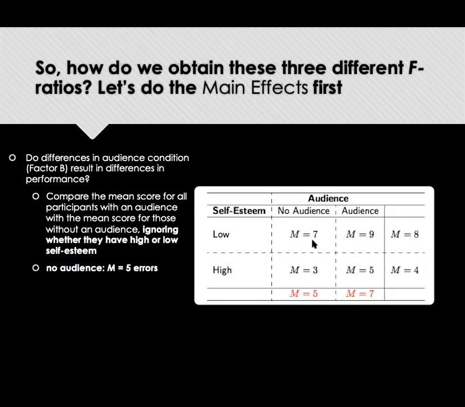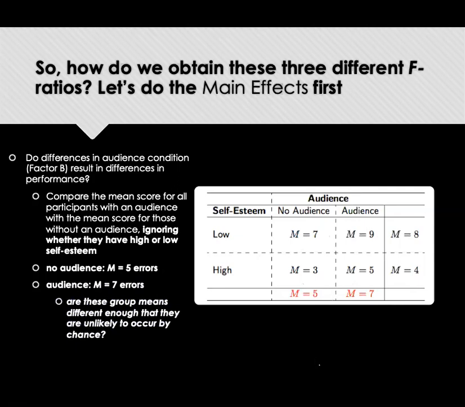So just calculating the means here, the mean number of errors with no audience is 5, and the mean number of errors with an audience is 7. So just like we did for self-esteem, you are calculating down the columns here to get the main effects for the factor of audience condition. And again, we do see a difference. It's a 2-point difference, right? Average of 5 versus an average of 7. But are those group means different enough that they're unlikely to occur by chance? That's the million-dollar question that we're going to need to answer.